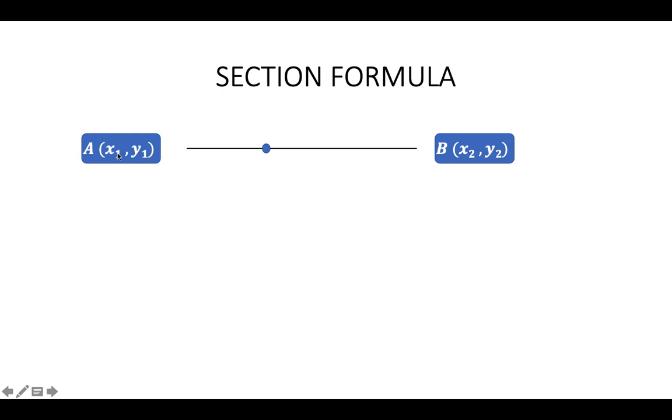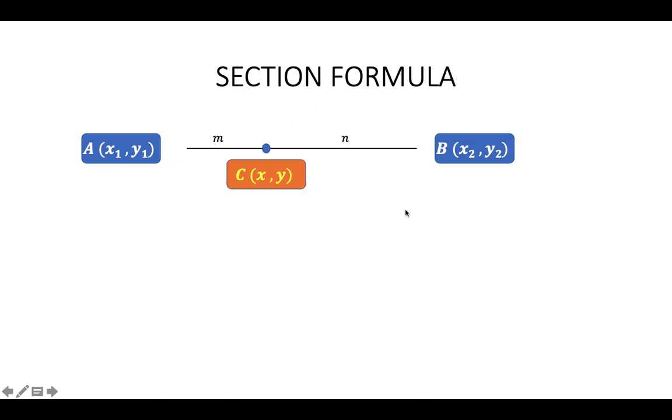This point is A with the coordinates x1, y1, and this is the point B with the coordinates x2 and y2. Let it be divided by a point C whose coordinates are x and y. Our aim is to find the value of this C, and it is given that they are divided in the ratio m is to n. It means if we take the length AC upon length CB, we will get a ratio of m is to n. As per the given part, we have to find the values of x and y.